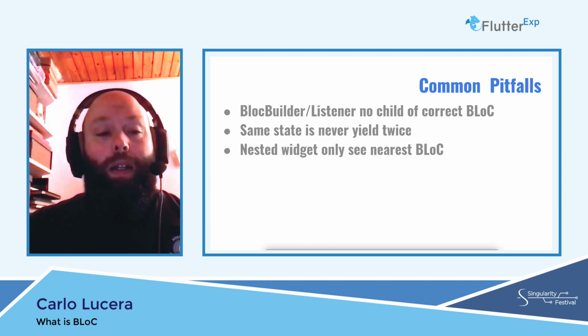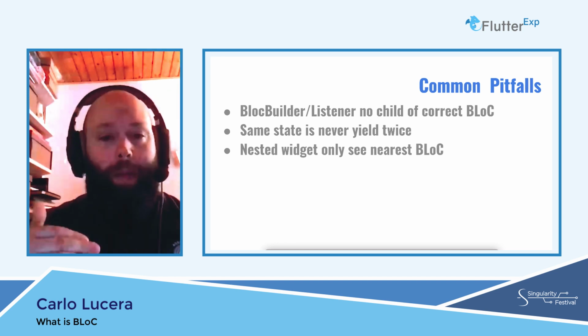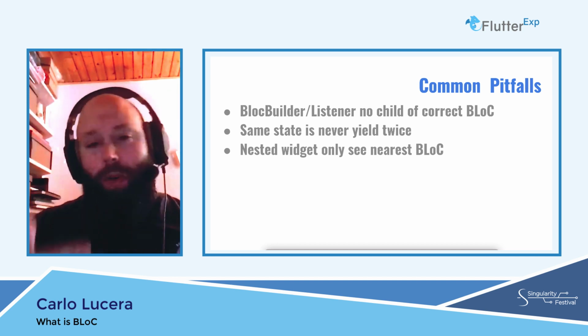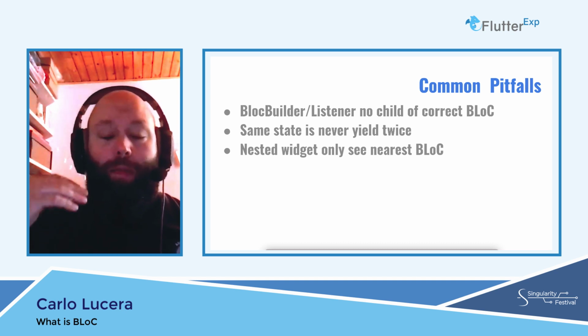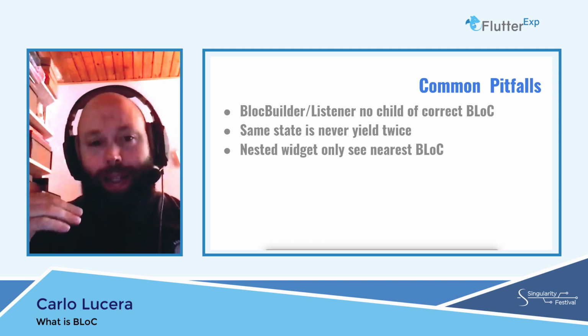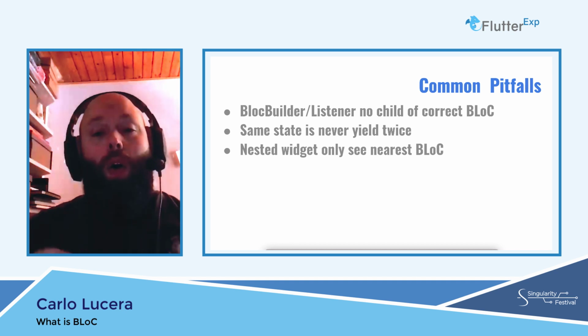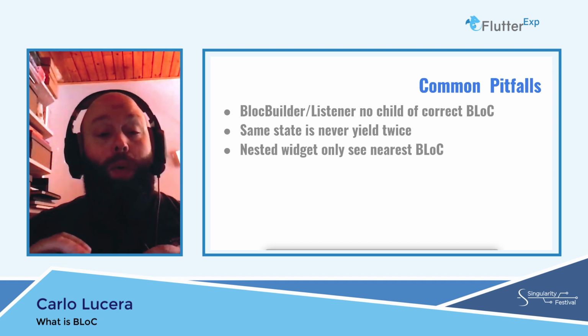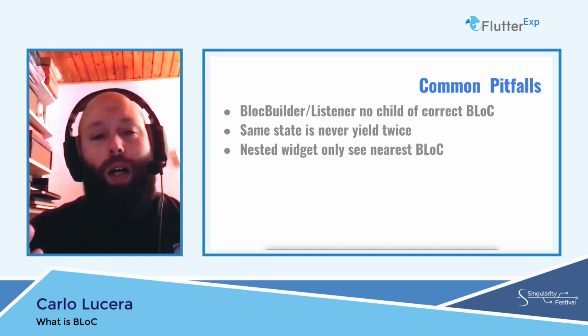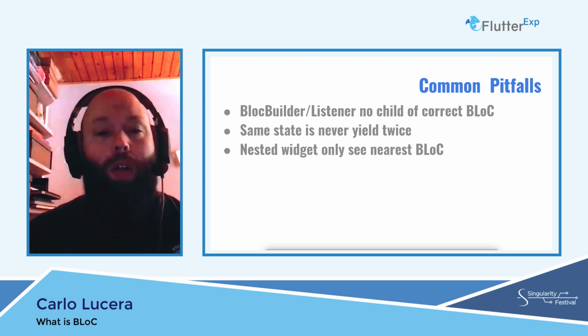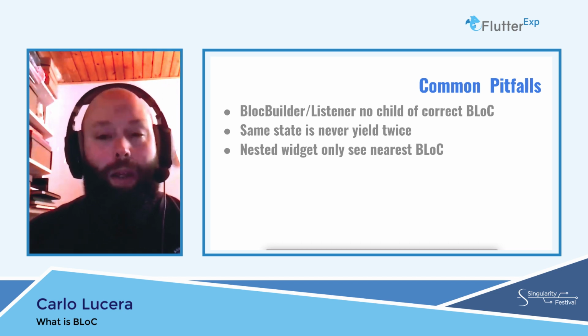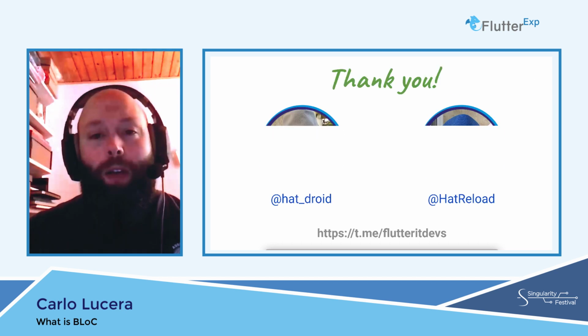And then another common pitfall is that nested widgets can see only the nearest block in the tree. So if for some reason you have two counter blocks, one nested inside the other, the widgets under them will see only the first one they encounter going up into the tree. That's all for my talk.